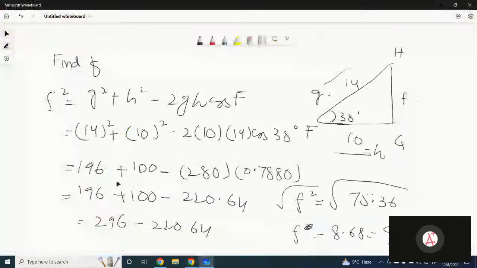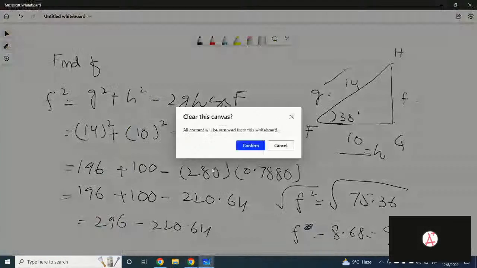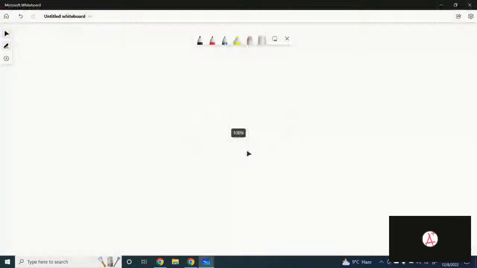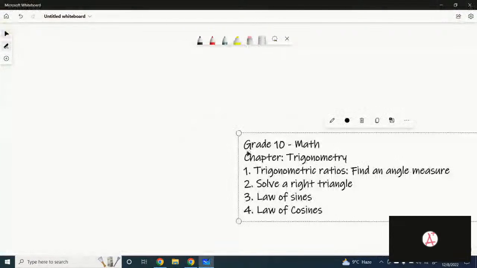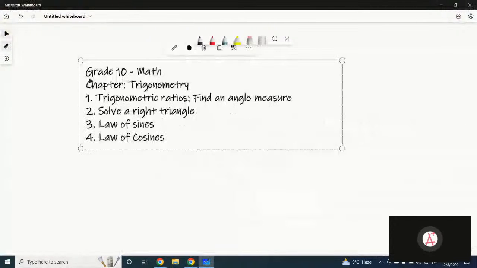So we have done 4 of the lessons today. Here is the list of the lessons we have covered today. We are working on grade 10 maths. The chapter is trigonometry. And the lessons we have covered today are trigonometric ratios, find an angle measure, solve a right angle, law of sines and law of cosines.